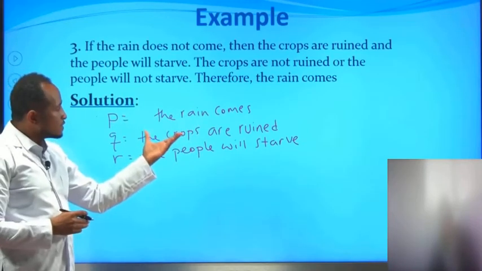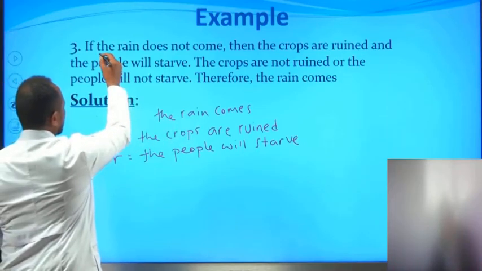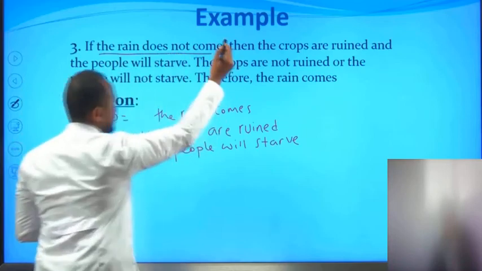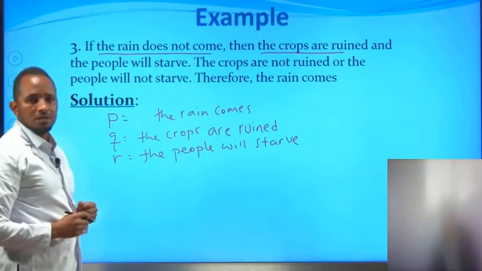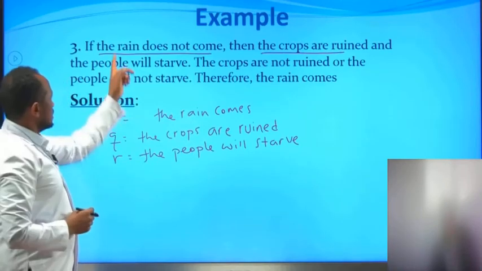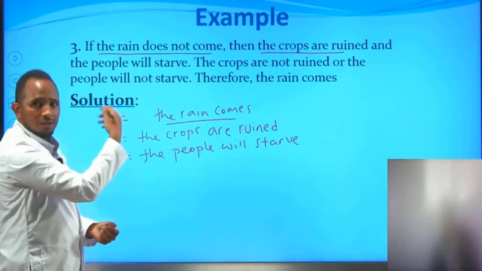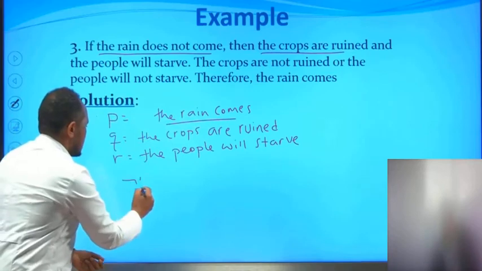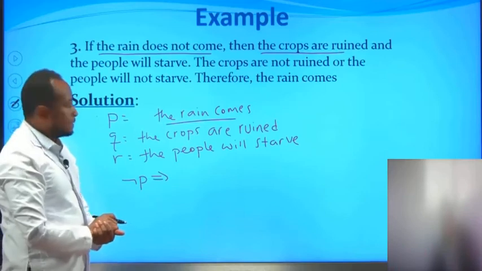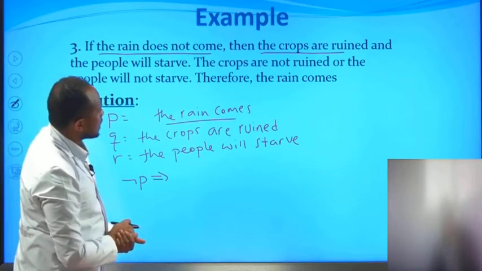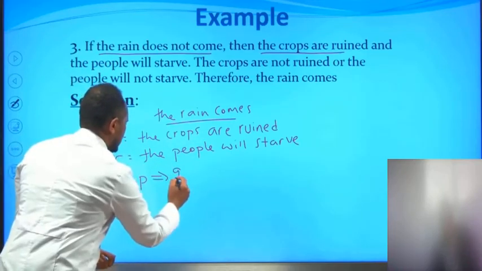So let's convert this into an argument form. Here the first says, if the rain does not come, the crops are ruined. It's an if-then statement. The rain comes is P, does not come is negation of P. Then the crops are ruined, the crops are ruined is Q. Negation of P implies Q.